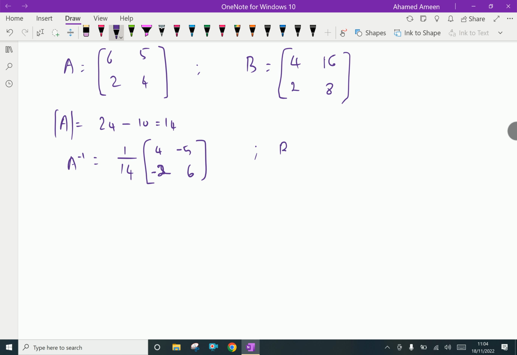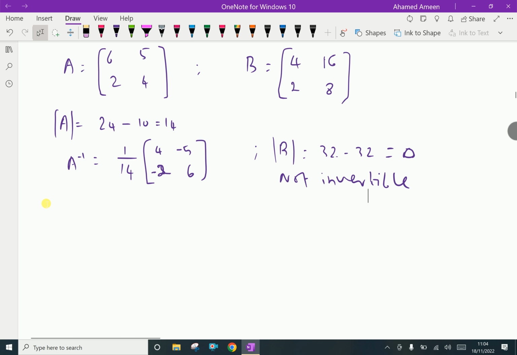Look at here. First, the determinant of B: 4 eights are 32, minus 2 into 16 is 32, equals 0. Therefore, it is not invertible, which means that the determinant is 0, so it's not invertible.